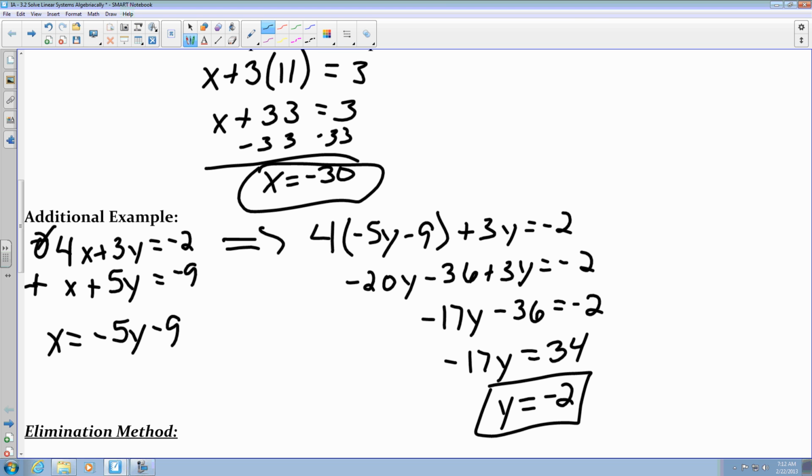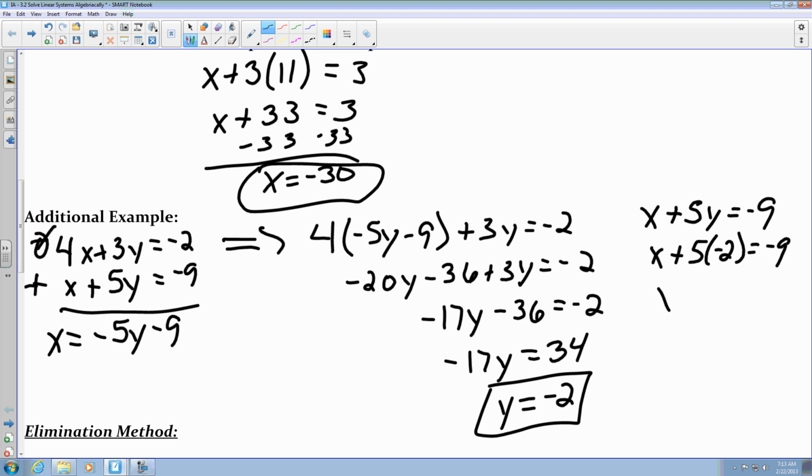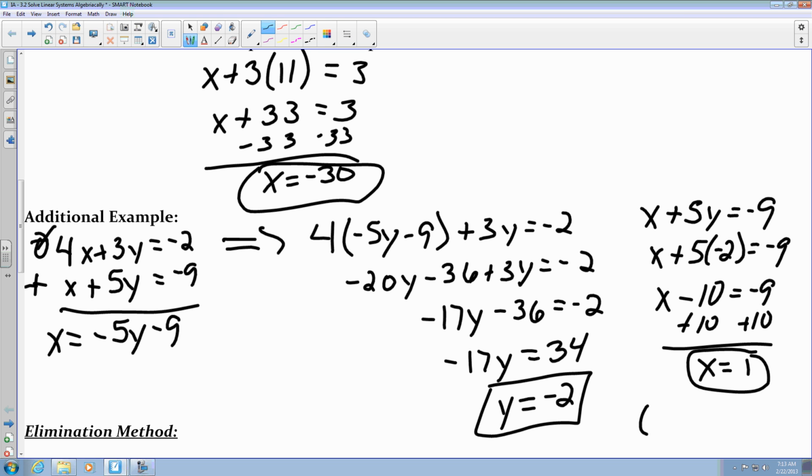So from there, I can substitute in a negative 2 for y, and I'm going to use that second equation to find what x equals. So I got x plus 5y equaling negative 9, but I know that my y is negative 2, so I'm going to say x plus 5 times a negative 2 equals a negative 9. x minus 10 equals a negative 9. Add 10 to both sides. x equals 1. So my ordered pair in this case would be positive 1, negative 2. And if you were to graph this, that's where the two lines would intersect.